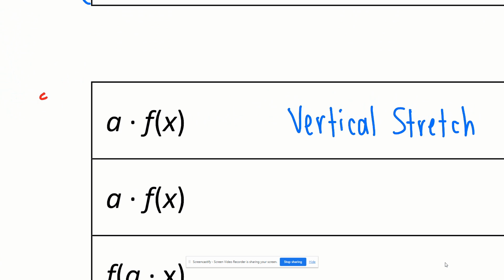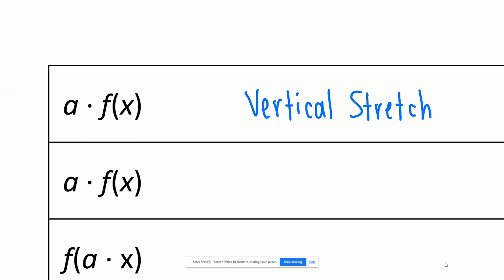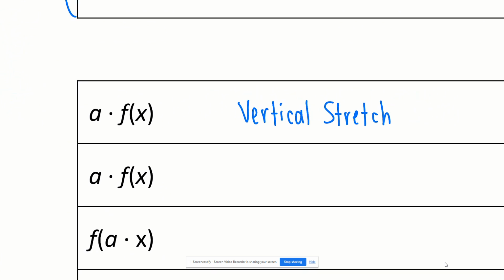Now, if I am multiplying on the outside by a value that's less than 1, like a 1/2 or something like that, then it's instead going to be vertically compressed. Vertical compression will happen.